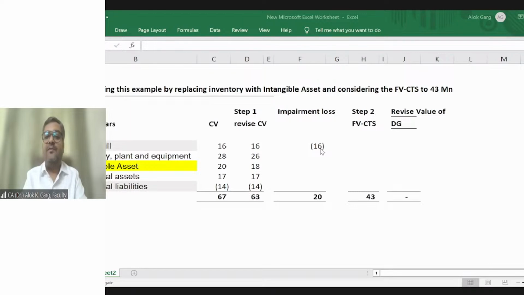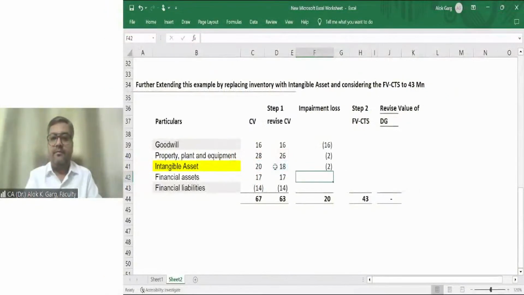Absolutely right, Ritvik. This 4 million has to be allocated pro rata in the ratio of 26 to 18. How to allocate? Minus 4 multiplied by 26, divided by 26 plus 18. Again, minus 4 multiplied by 18, divided by 26 plus 18. It will be in decimals, but I have just kept it as an absolute number, without decimals. So this is the allocation of impairment loss.